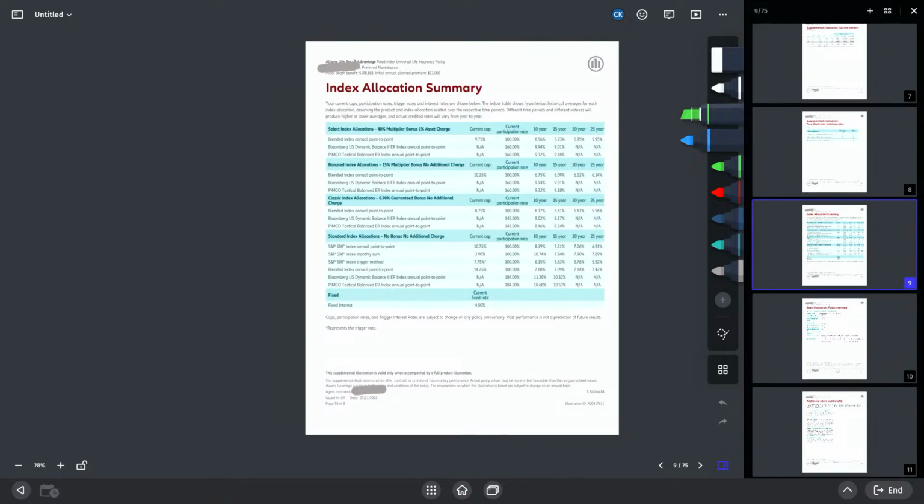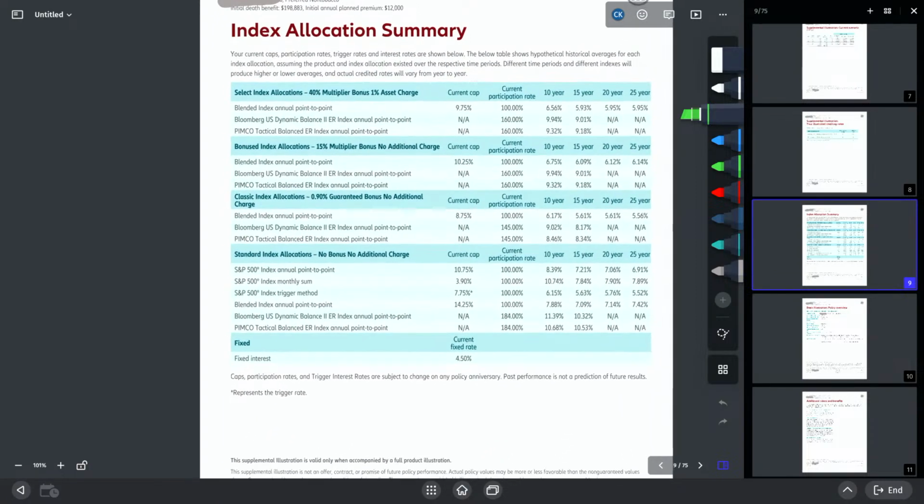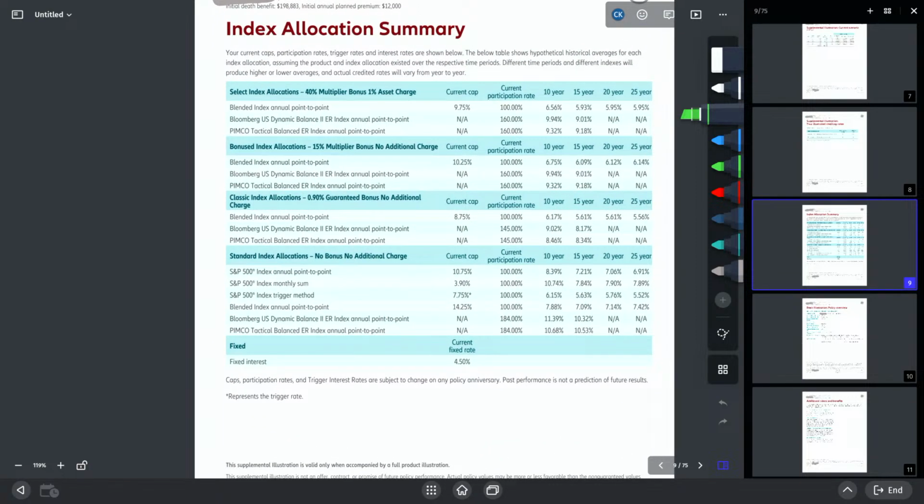So, all right, when we're looking at this, take a look. These guys have all these different options, and this is what I'm talking about, right? Just to kind of give you an idea. So what happens is this index allocation, right? The Bloomberg US Dynamic right here, point to point. Bloomberg Dynamic, this is the same one. Bloomberg Dynamic, same one. They all have different elements and different things right here that they're managing. These are just different ways to choose to participate in that same index.